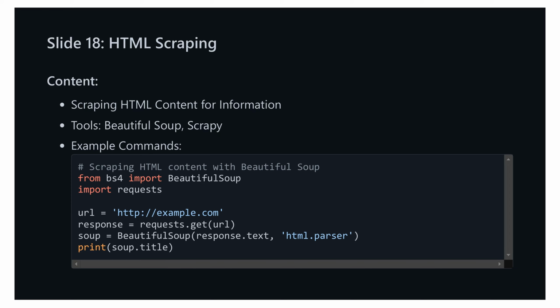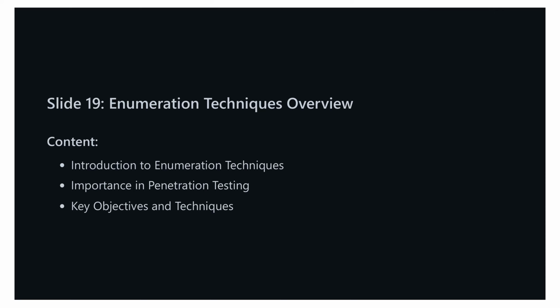In the next slide, we'll provide an overview of enumeration techniques, focusing on their importance in penetration testing and reviewing key objectives and methods used in the process. On slide 19, we delve into enumeration techniques, a critical aspect of penetration testing. Enumeration involves extracting more detailed information about the target system and network.